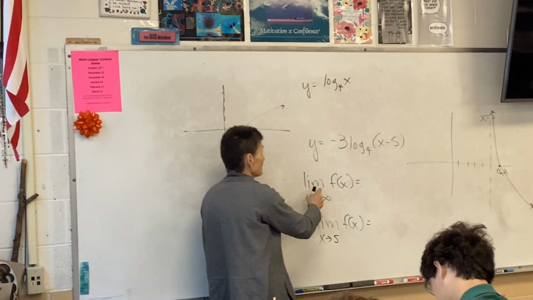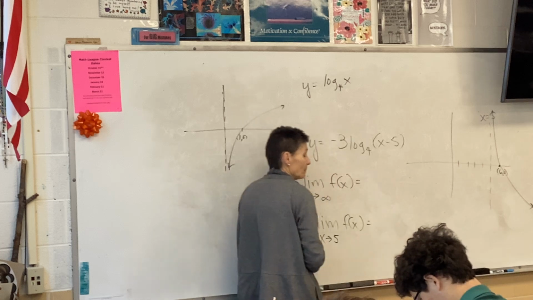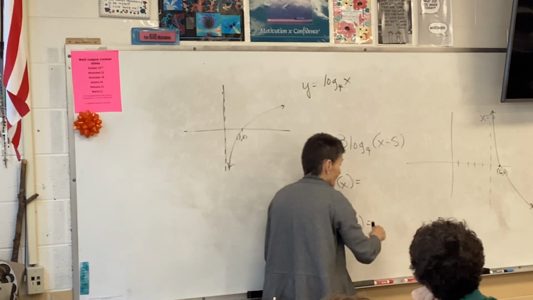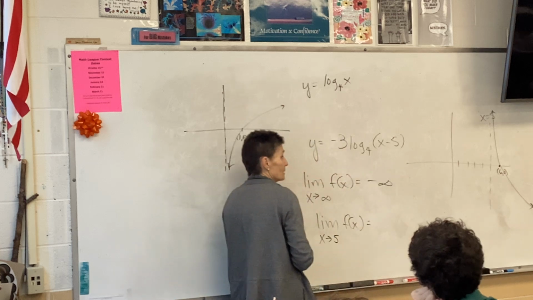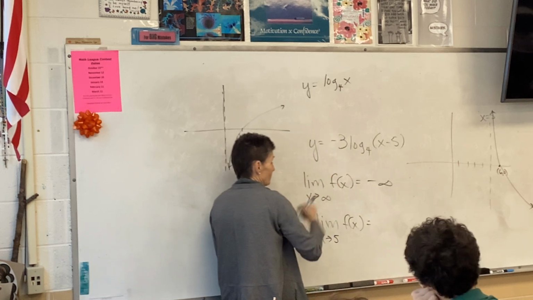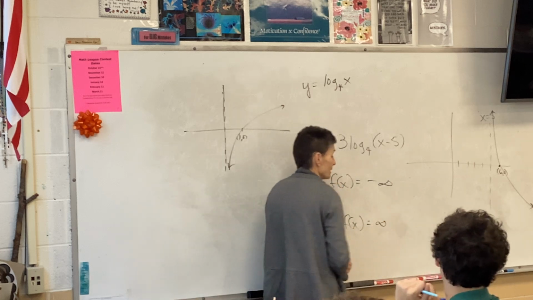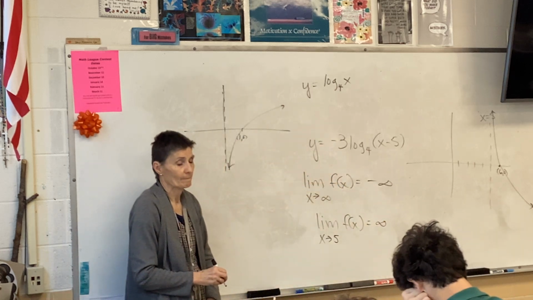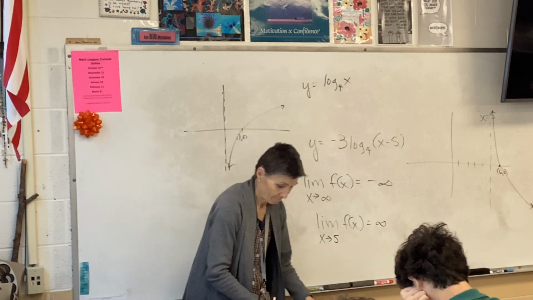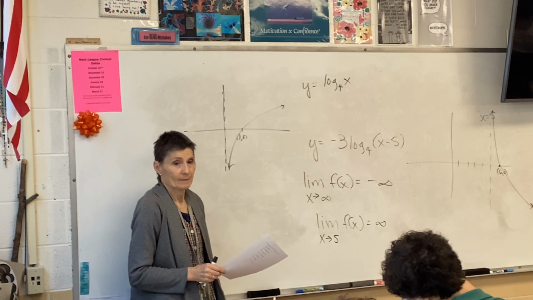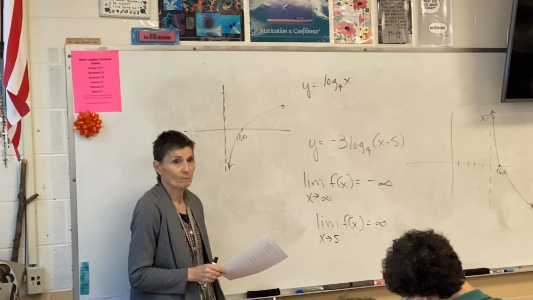All right, what happens to the right? In that picture, what's happening? We're heading toward negative infinity. What's it doing on the left side, toward the asymptote? Positive infinity. There's your end behavior. Does that make sense to everyone?